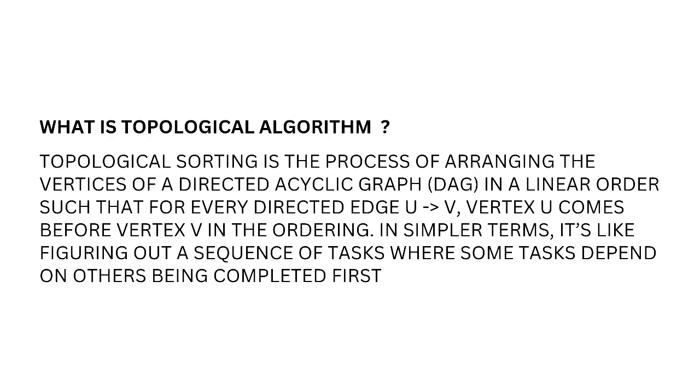So, by definition, topological sorting is the process of arranging the vertices of a directed acyclic graph, the DAG, in a linear order, such that for every directed edge U to V, U comes before V in the ordering. In simpler terms, it's like figuring out a sequence of tasks where some tasks depend on others being completed first. So, if you complete A, then only B will be executed. This is how they create the dependencies. However, topological sorting only works on a DAG, because the presence of a cycle would make it impossible to arrange the vertices in a linear order.